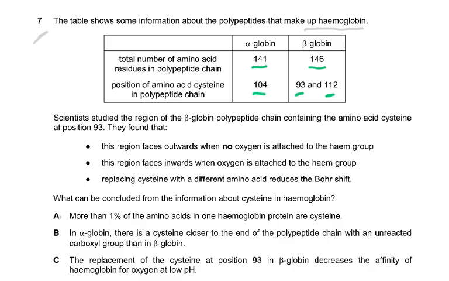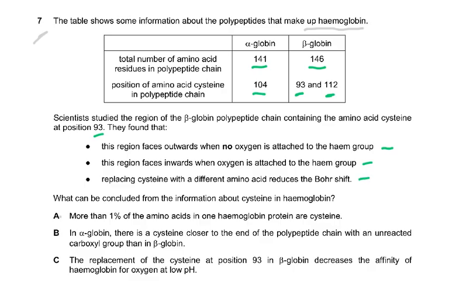Now, scientists study the region of the beta globin polypeptide chain containing the amino acid cysteine at position 93. They found that the region faces outwards when no oxygen is attached to the heme group. This region faces inwards when oxygen is attached to the heme group. Replacing cysteine with a different amino acid reduces the Bohr effect.